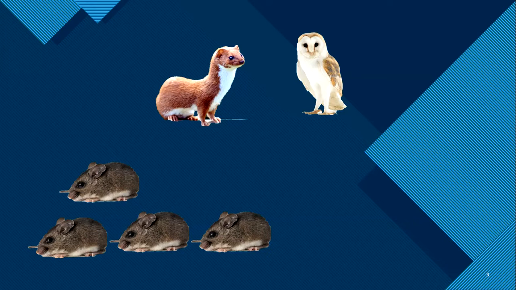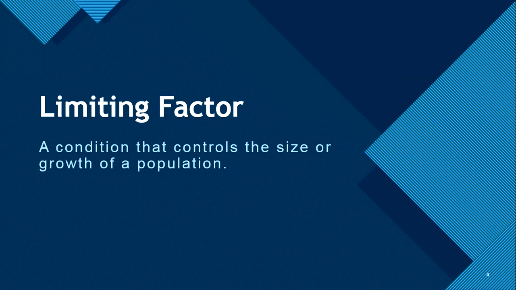Stop the video and think. Yes, now how might deer mice change that ecosystem? Without predators, as you know, the population of deer mice would increase quickly because more individuals would survive and produce offspring. So a condition that controls the size or growth of a population is actually called a limiting factor. It's a condition that controls the size or growth of a population.